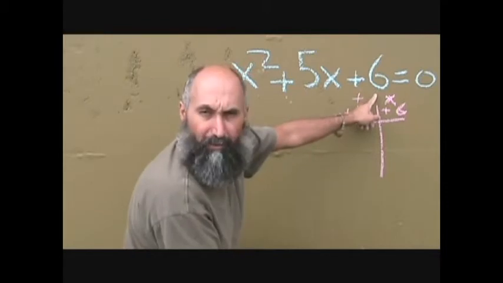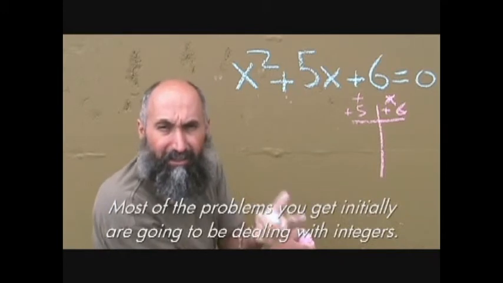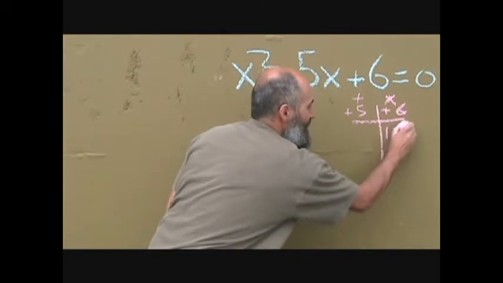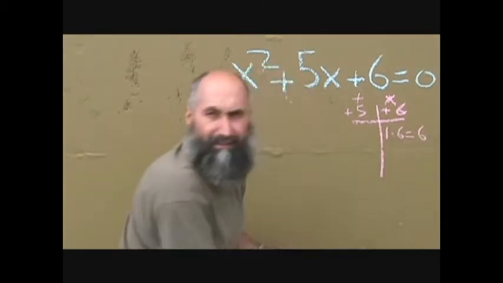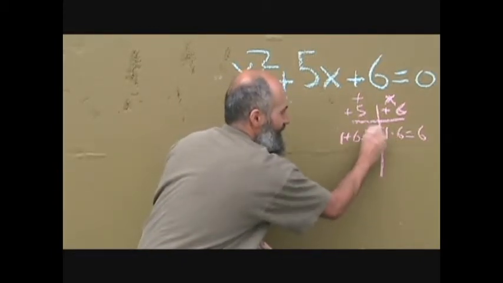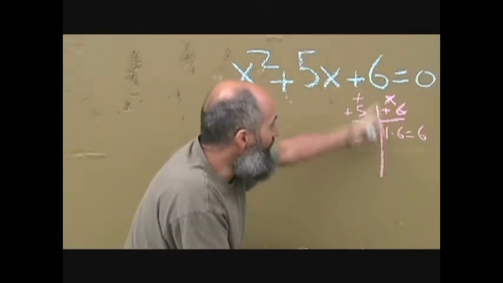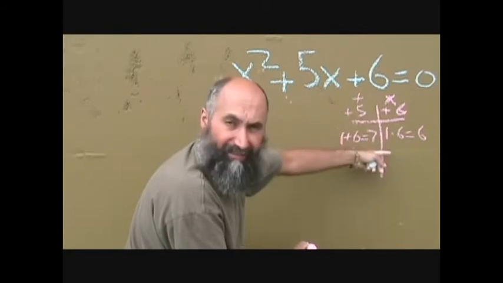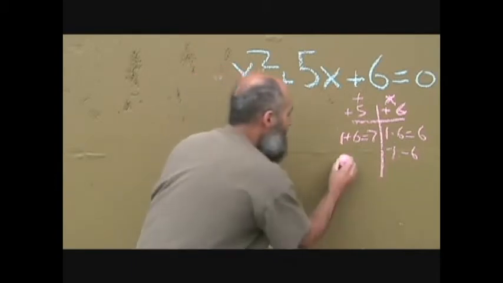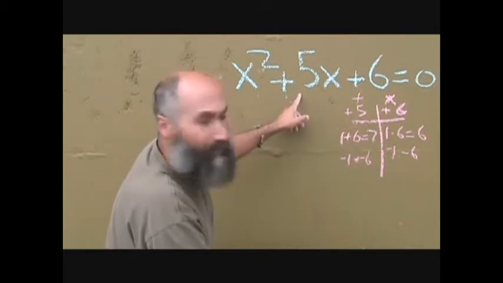So what are two integers that multiply to give you 6? Because most of the problems you get are going to be dealing with integers. So two integers that multiply to give you 6: 1 times 6 gives you 6, but 1 plus 6 is 7. It doesn't give us 5, so that's not what we're looking for. Another pair that multiplies to give you 6 is negative 1 times negative 6. But negative 1 plus negative 6 gives you negative 7. And that's not what we're looking for.